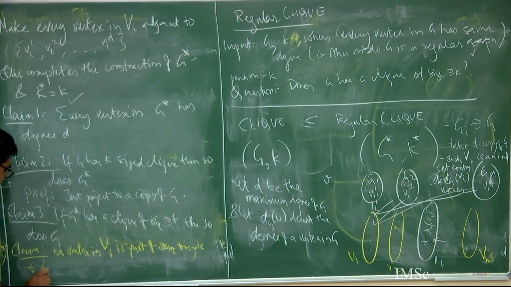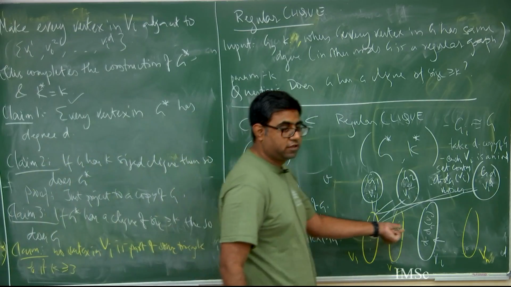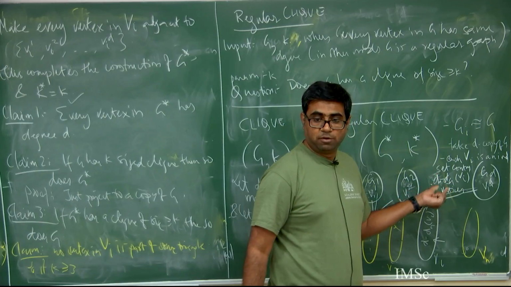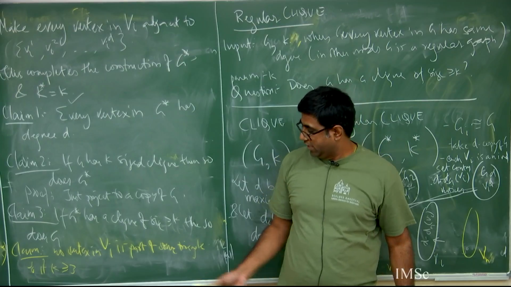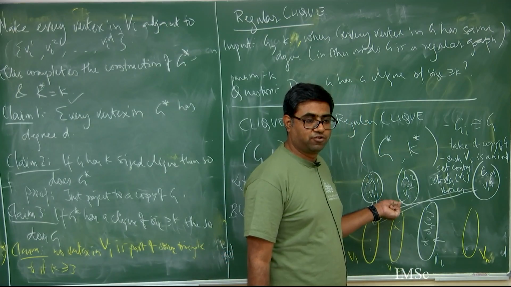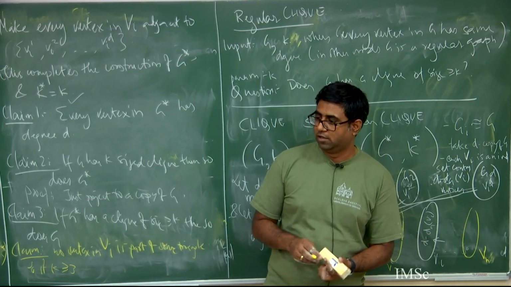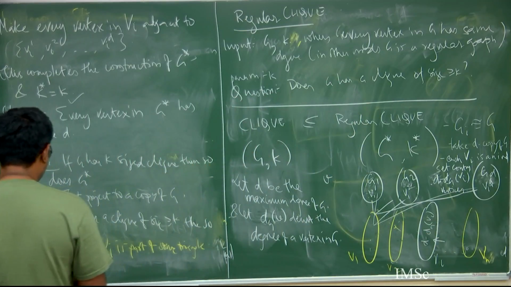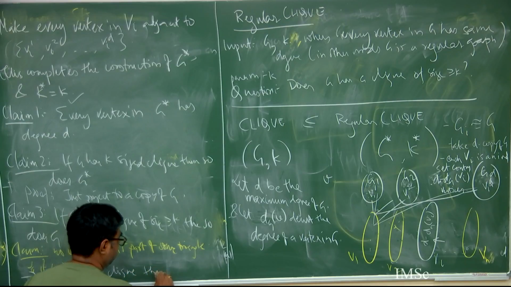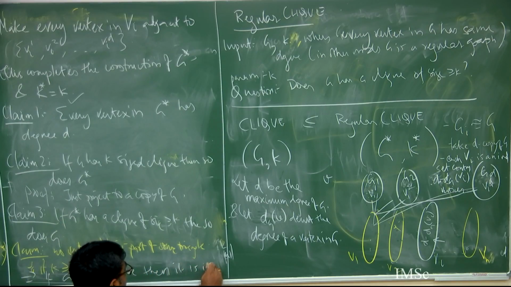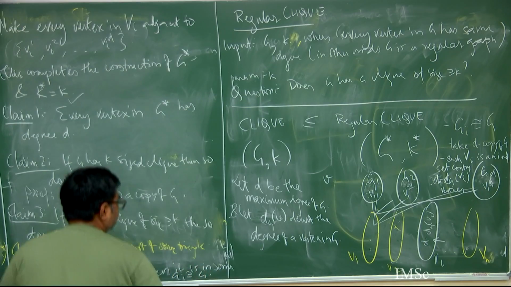So if K is greater than or equal to 3, what does it mean? None of these vertices can participate in a clique, because if a vertex participates in a clique, it also participates in a triangle, right? So each vertex here does not even participate in a triangle. So this implies that if G star has a clique, then it is in some Gi which is isomorphic to G, and we are done.